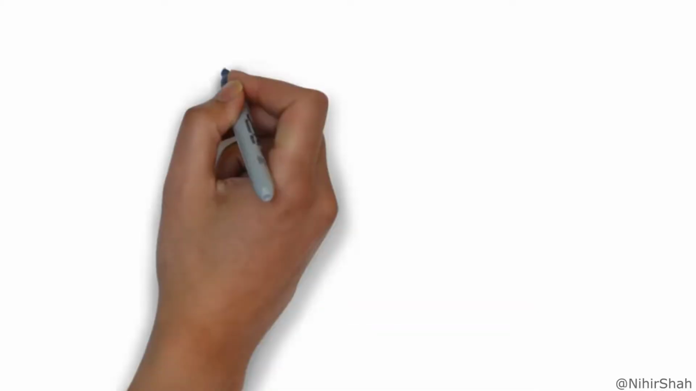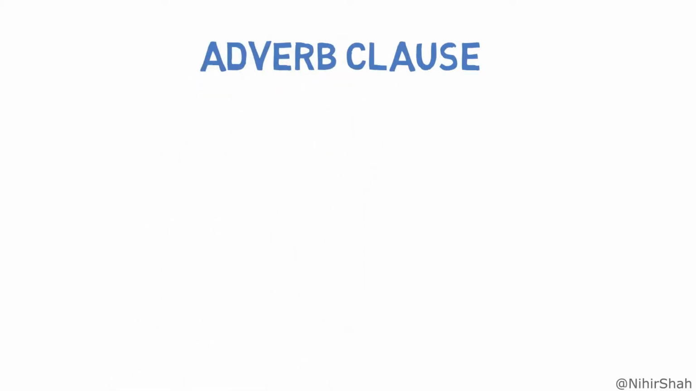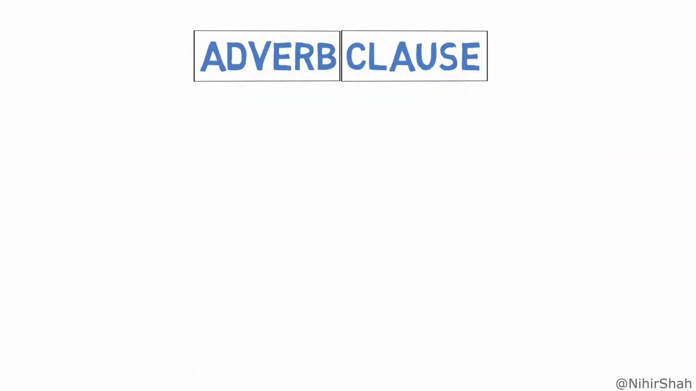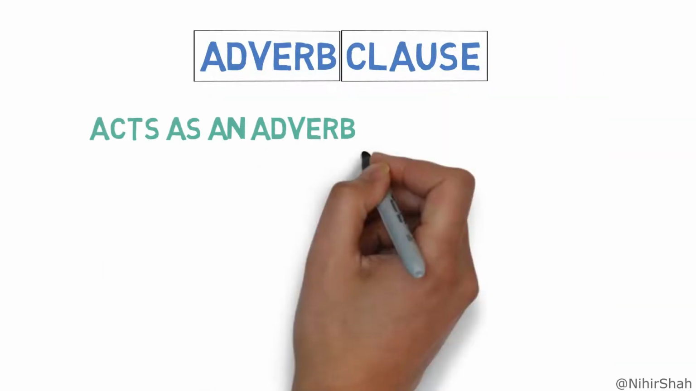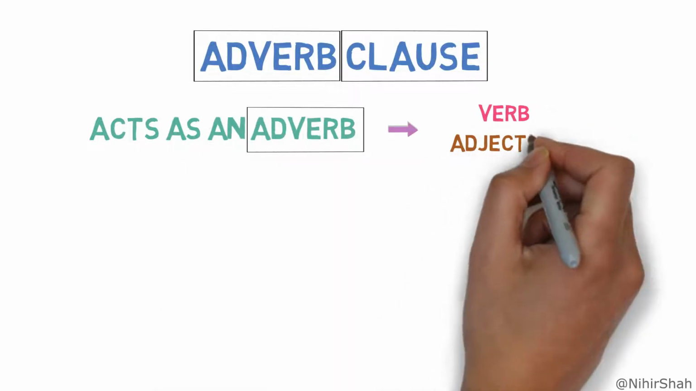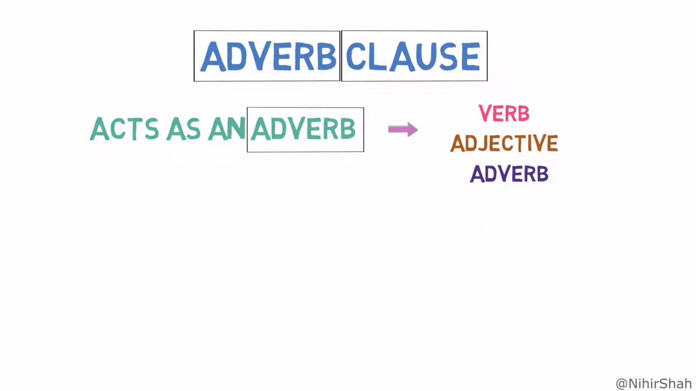We understood what is an adverb clause. An adverb clause is made of two words, adverb plus clause, and acts as an adverb in the sentence. An adverb describes a verb, an adjective, or another adverb in the sentence.